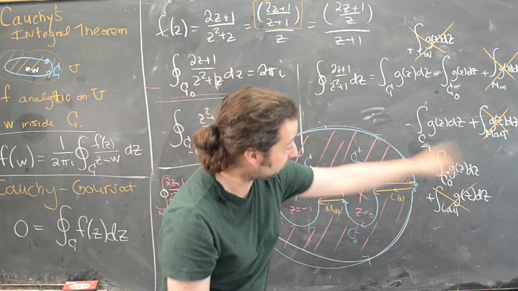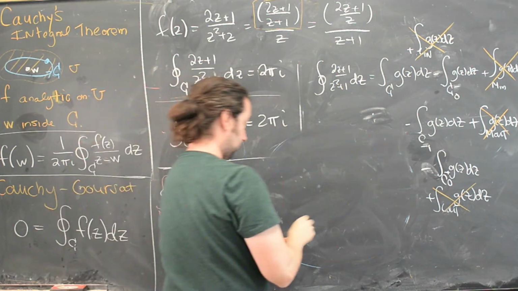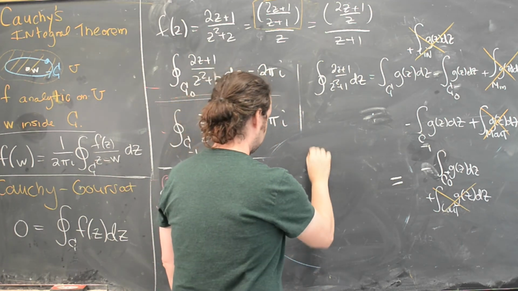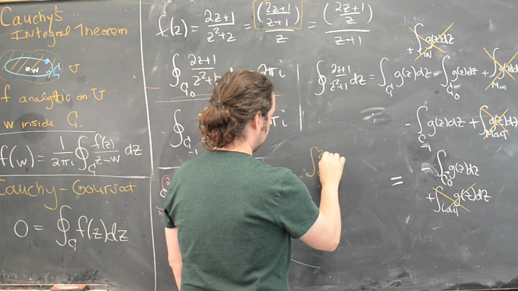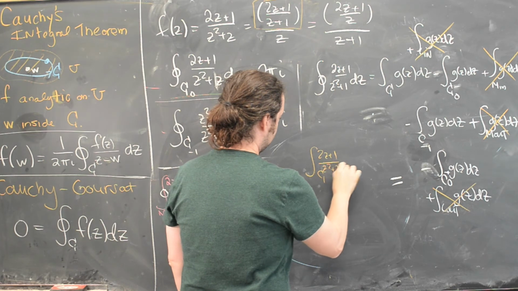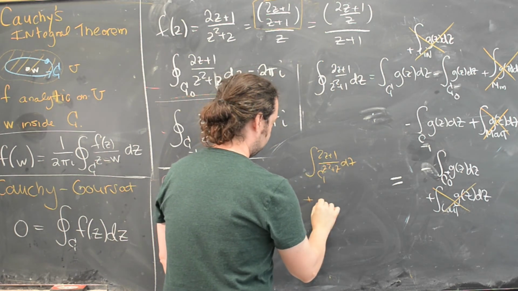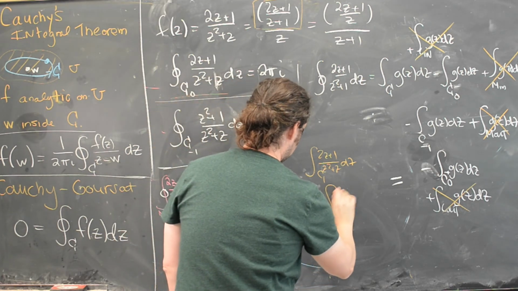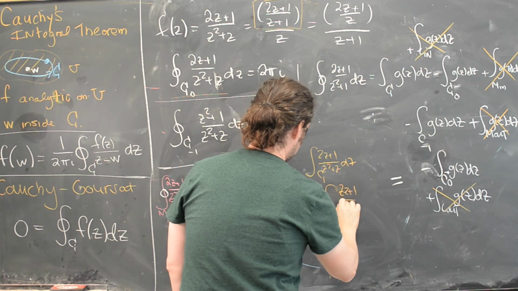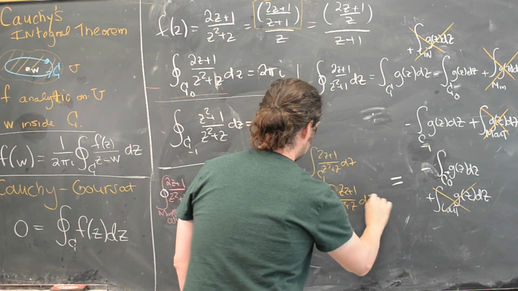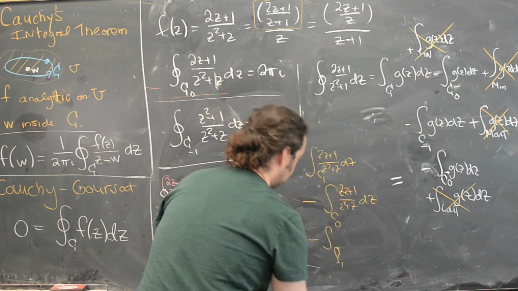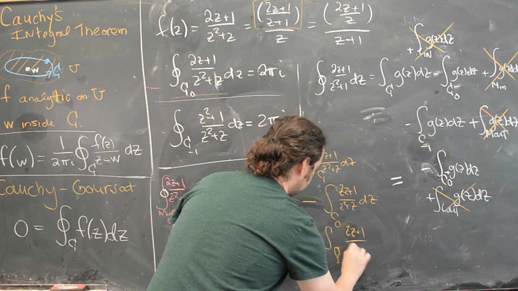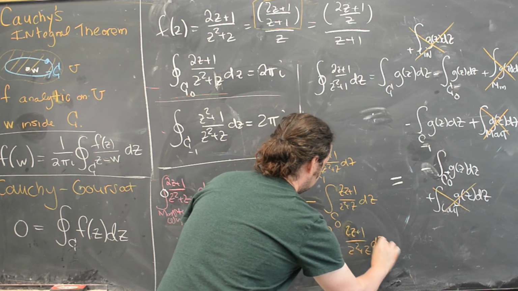And so I can rewrite this whole algebraic expression in the following way. This is equal to, well, what's left? The integral over C of (2z plus 1) over (z squared plus z) dz, minus the integral over C0 of (2z plus 1) over (z squared plus z) dz, minus the integral of a contour around -1 of (2z plus 1) over (z squared plus z) dz.